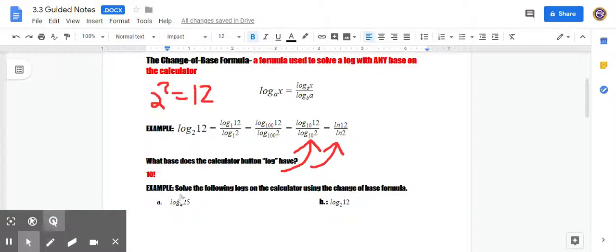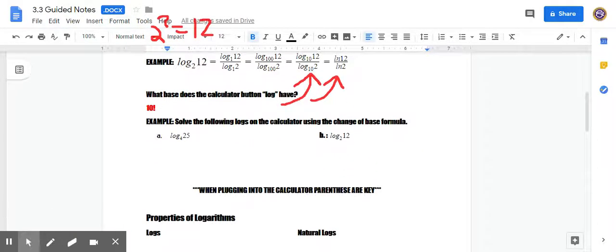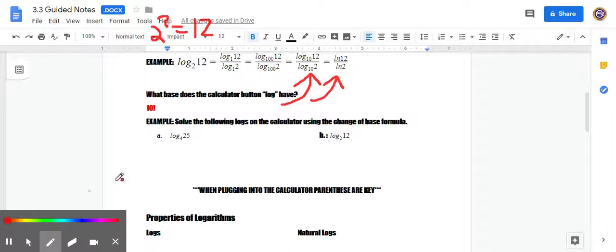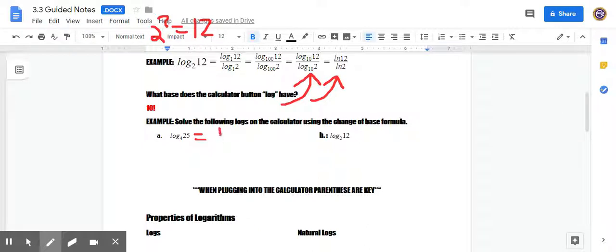Now moving along to some examples. Solve the following logs on the calculator using the change of base formula. Log base 4 of 25. As you can see, we don't have a base of 10, so we can't just plug in log 25. That won't give us the correct answer. What we have to do here is write this using the change of base formula. We're going to use a log base 10. When we use a log base 10, we don't have to write what the base is. We can just put log of 25, and it is assumed that we're using a base of 10, over log of 4.